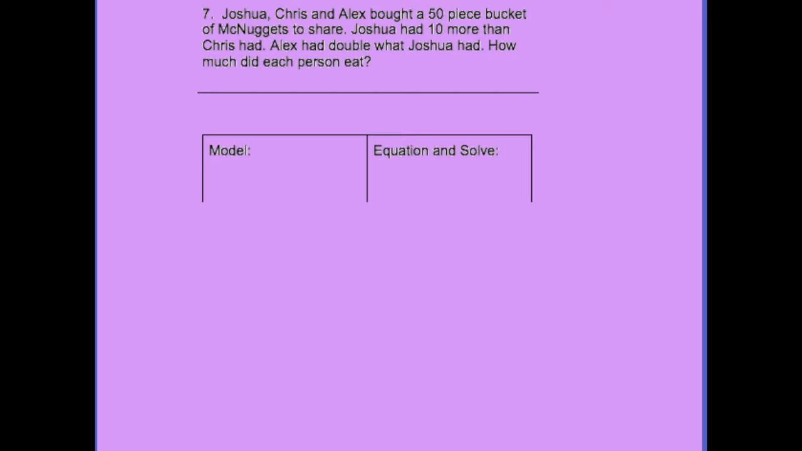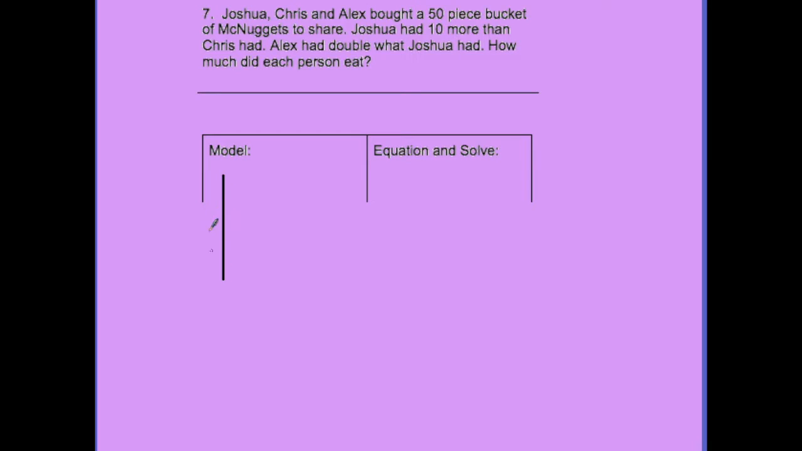All right, now for the word problems, we have to read these carefully. And when we draw our model, we're going to draw it carefully for each person in there too. So this says Joshua, Chris, and Alex bought a 50-piece bucket of McNuggets to share. Joshua had 10 more than Chris had. Alex had double what Joshua had. How much did each person eat?